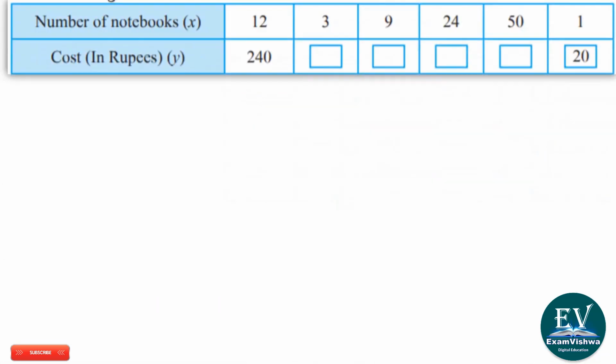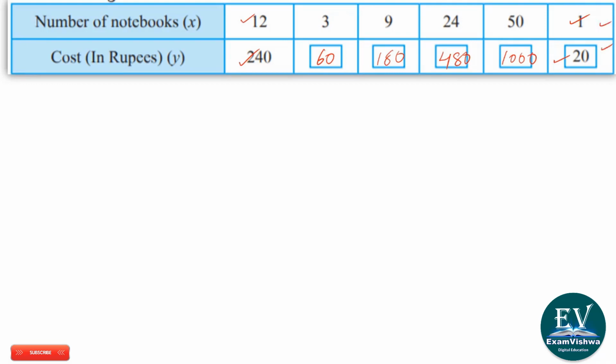Now let us think seriously about it. Here is a situation where it is very simple for you to understand. Number of notebooks 12, and the cost of it is 240 rupees. Correct? Number of notebooks 1, the cost is 20. That means one notebook costs 20 rupees. That means 3 notebooks will cost 60 rupees, 9 will cost 180, 24 will cost 480, and 50 we will get at 1000 rupees, because we know that 1 costs 20 rupees.